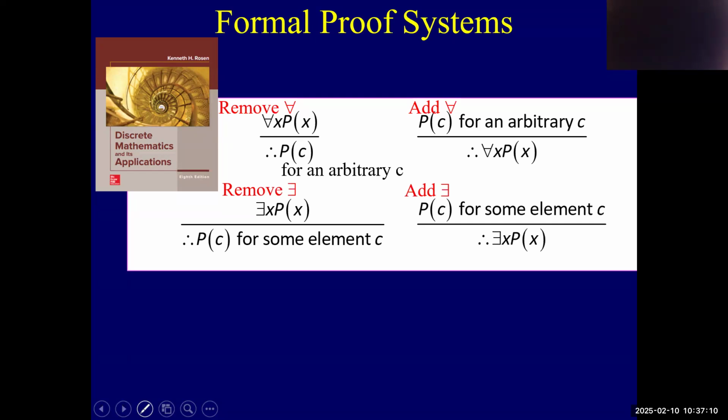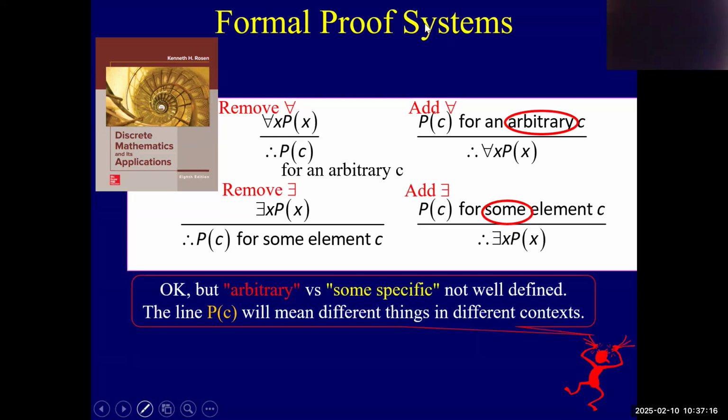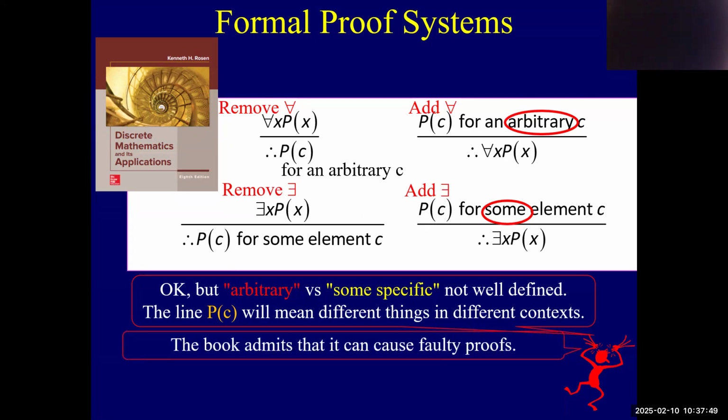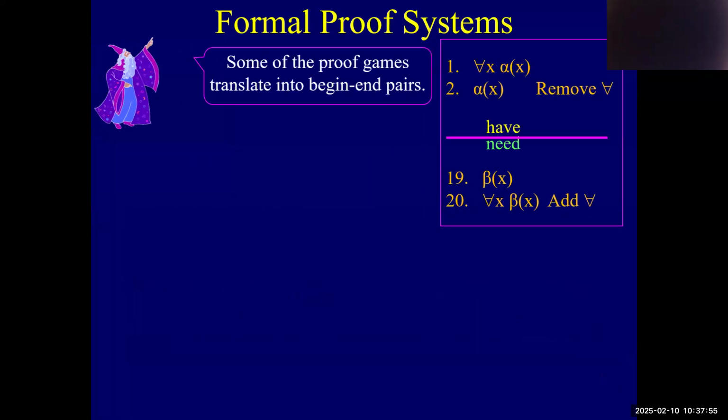Now, this is straight out of the book. And what's the problem with it? What does arbitrary mean? What does some mean? You write this little line here, PC, and here you write the line PC. How do I know whether it's arbitrary or whether it's some? In the middle of my proof, there's one line PC, I don't know what it means. So that's where we're going to add more symbols so that we know what it means. The book admits that it causes faulty proofs. Well, then don't.